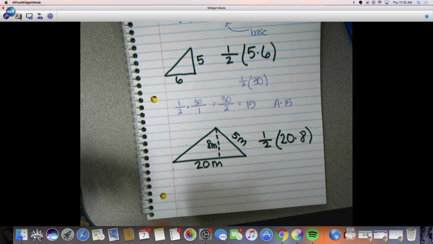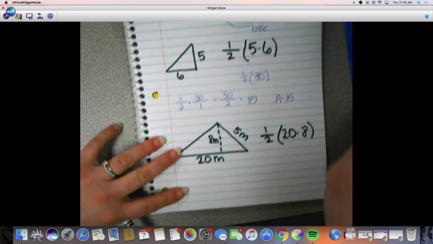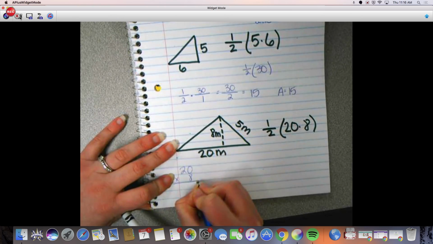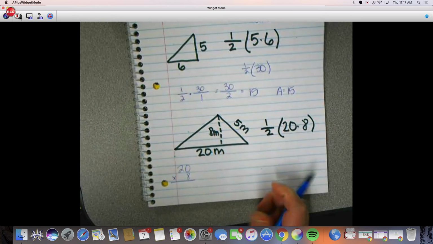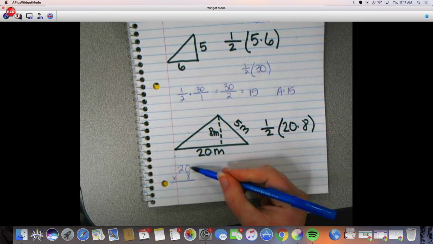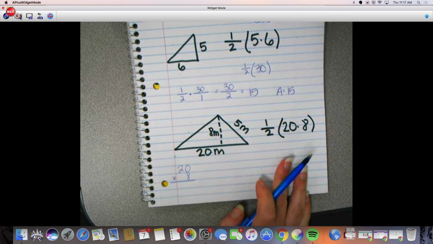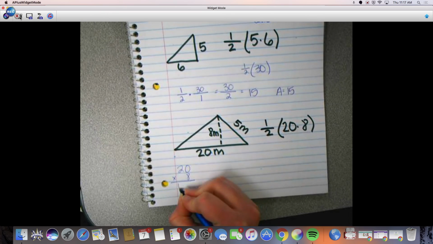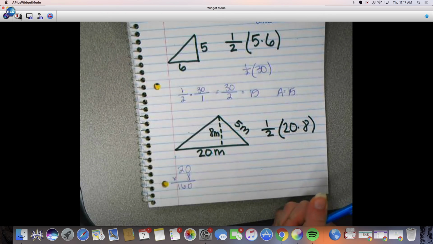Okay? So now we have to do some calculations. 20 times 8. Well, here's a little fun fact if you don't remember this. Anytime you multiply times a number with a 0 on the end, just take off the 0, multiply like normal, and add the 0 back on at the end. What's 2 times 8? 16. So now add a 0 at the end. 20 times 8 is 160.